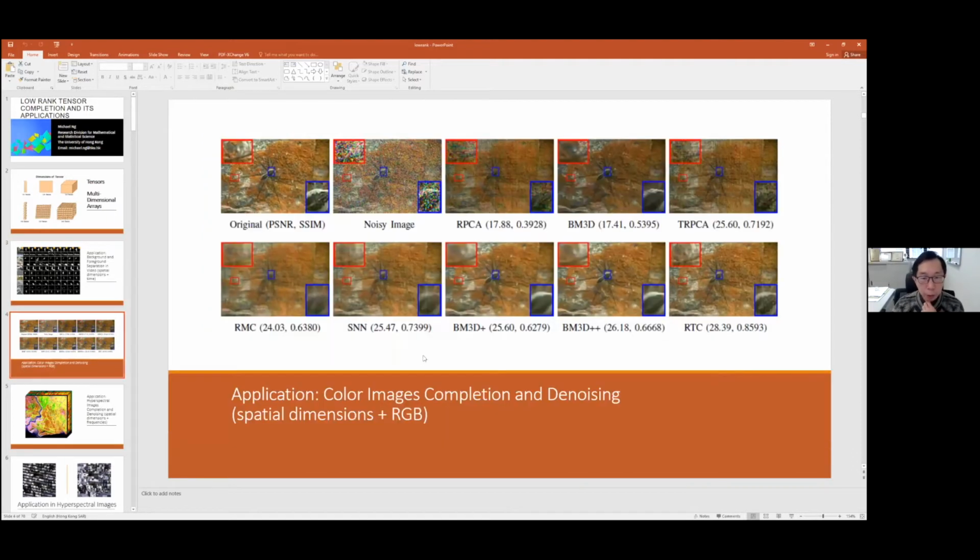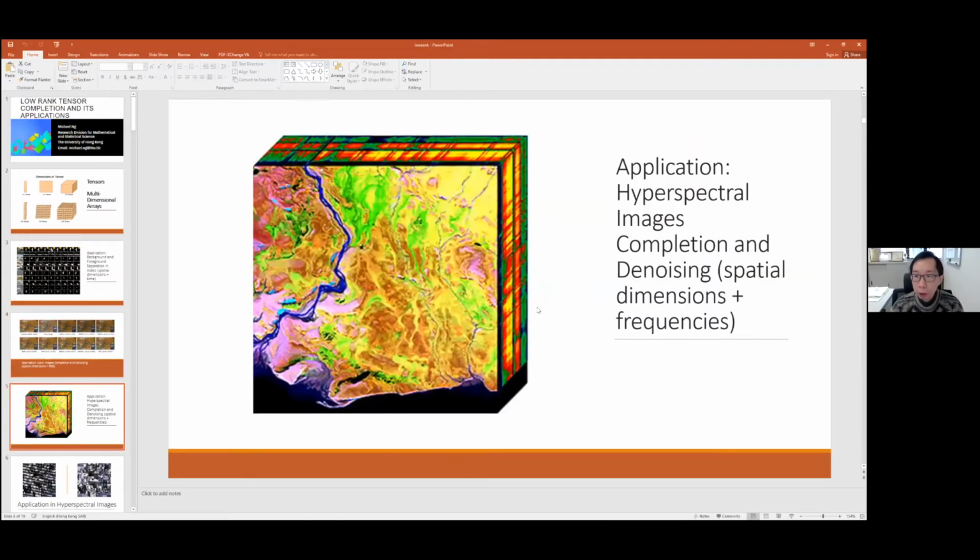Another very typical task in image processing is, if you have color images with some noise or missing values, how to recover them. Again, this is a color image, so you see a spatial dimension, and then you have RGB. So it's a very simple third-order tensor. Another one is hyperspectral images. I think this is one of the most important applications when we talk about low-rank tensor completion.